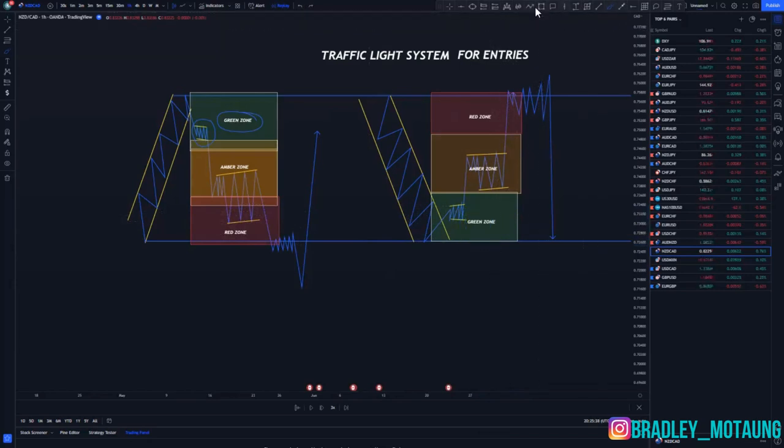So a tight flag to the upside, it's a clear push to the upside with clear momentum, and then some type of price action like this, and then you wait 6 to 8 hours. After 6 hours, then you can place an entry.